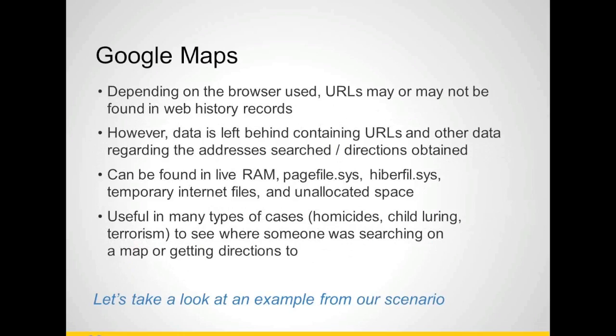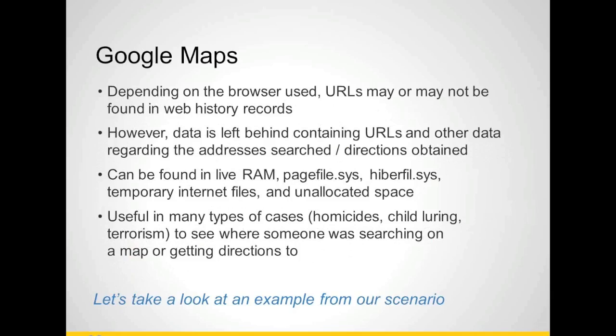So these can be found, again, in live RAM, the page file, hibernation file, but they can also end up in the temporary internet files, and then therefore unallocated space as things get cleared out of those folders. And this can be really useful in a lot of types of cases. So in this case, a homicide, but in child luring cases, if a child is trying to meet up with someone they've met online and they're trying to get directions, obviously they're going to go to Google Maps. They're not going to use a traditional map or ask someone how to get there. They're going to find it online. And if a child's gone missing and you have their computer, this is a good thing to be looking at. Terrorism cases can also involve mapping and all sorts of other cases.